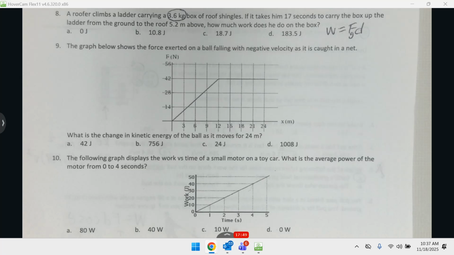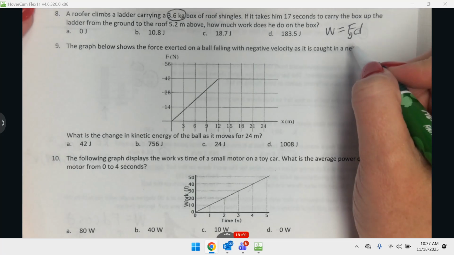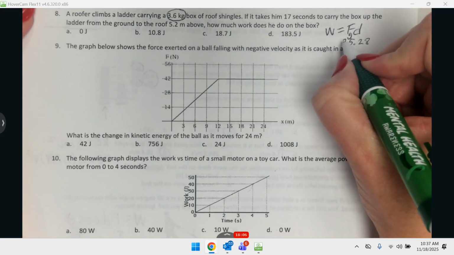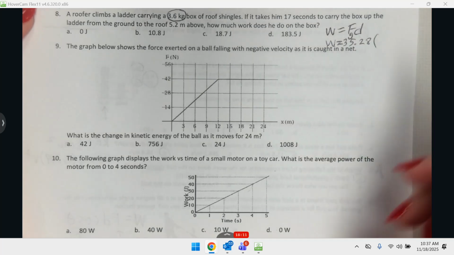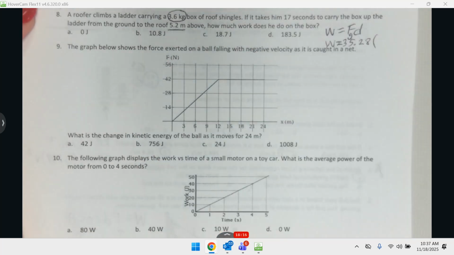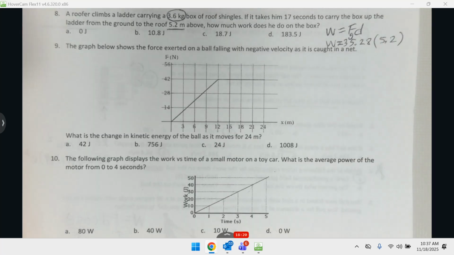Okay, so let's go ahead and do that. Mass in kilograms here is 3.6. So 3.6 times 9.8 means that the force used to raise this thing is 35.28. So that's my force. I'm looking for work. So 35.28, and then times the distance. The distance he's traveling, his vertical distance, is right here, 5.2 meters. So all you have to do is multiply the weight of the object times 5.2.